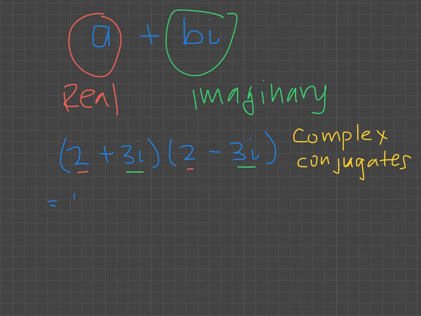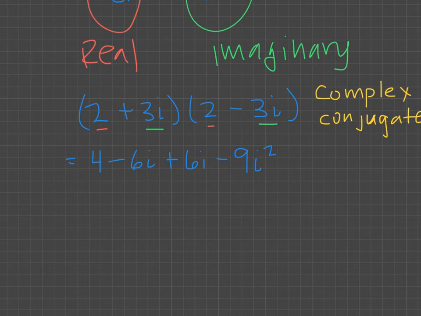So first times first, we get 2 times 2, we get 4. Outer times outer, we get 2 times negative 3i, so that's negative 6i. Inner times inner, we're going to get plus 6i. And last times last, we get negative 9, i times i, which is i squared. Okay, so we can see that the negative 6i and positive 6i cancel each other out, so we are left with 4 minus 9. Let's think about what i squared is.